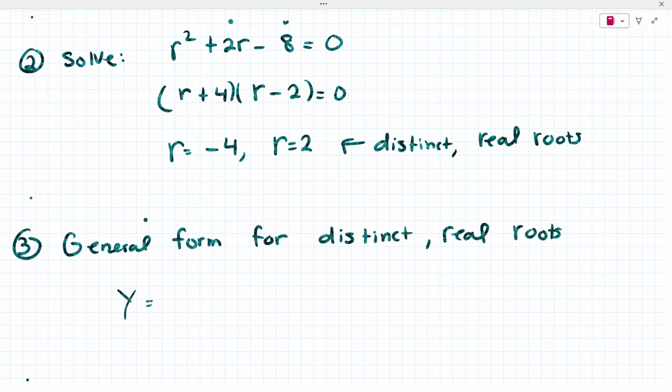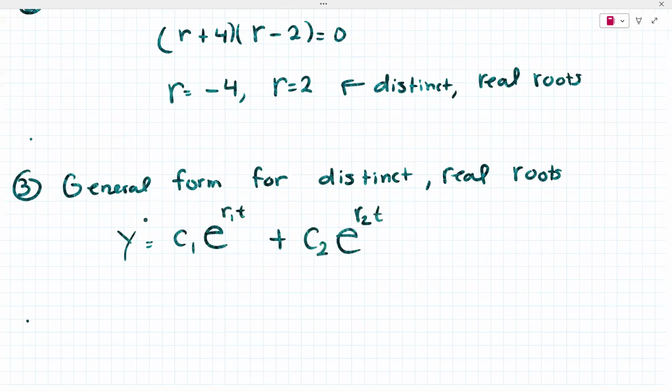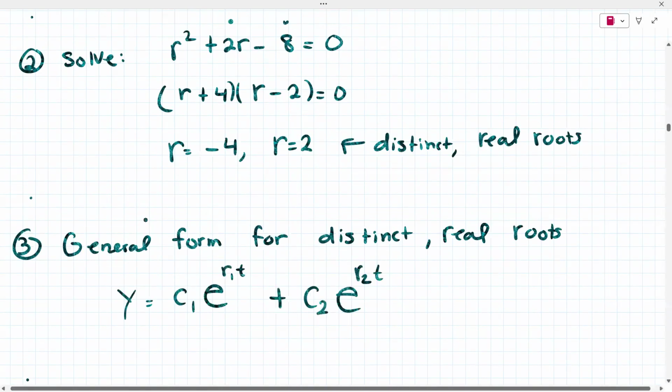y equals C1 e raised to the r1 t plus C2 e raised to the r subscript 2 of t. So we know that our two roots are -4 and +2. We do not have an initial condition, so we don't have to find C1 and C2.